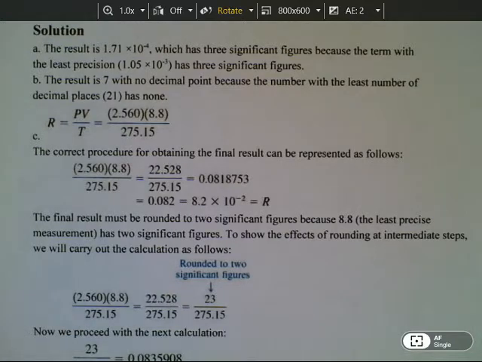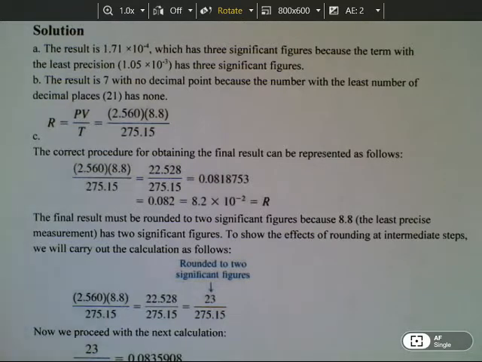So our answer can't have any decimal places. Even though the 13.8 had a decimal place, we don't get to use that amount of precision. So the answer that we record is 7.